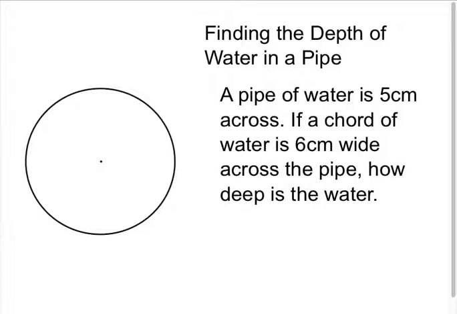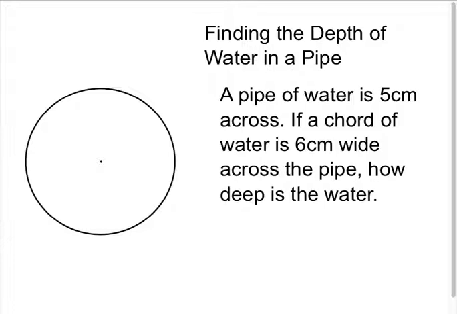This is a very classic problem that pops up all the time, finding the depth of water in a pipe. So here's the question that's given to us. A pipe of water is 5 centimeters across. That means it has a diameter of 5 centimeters. If a chord of water is 6 centimeters wide across the pipe, how deep is the water?